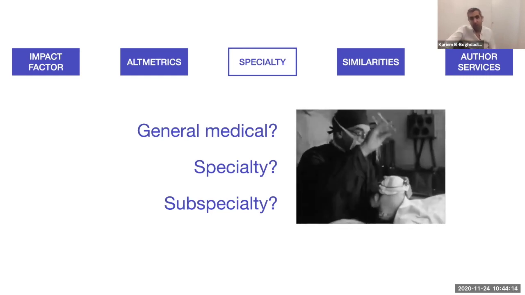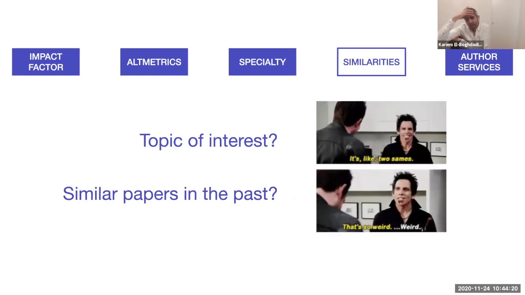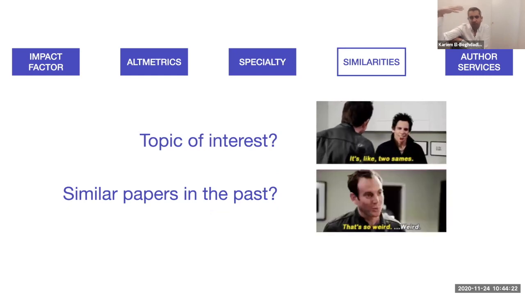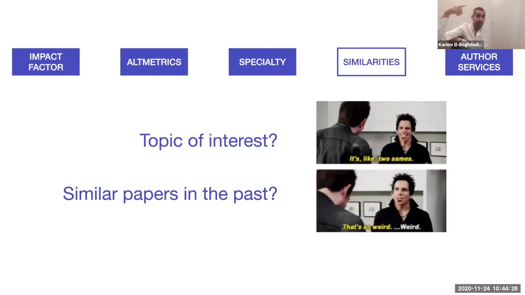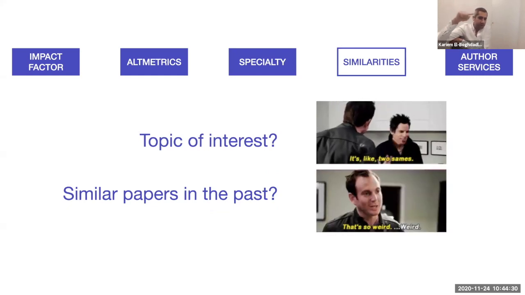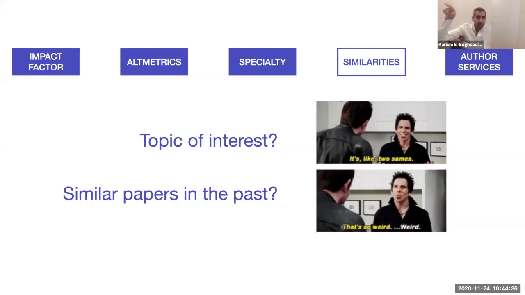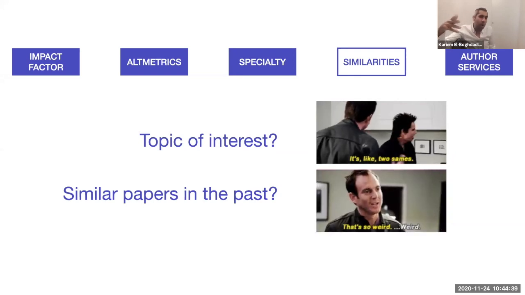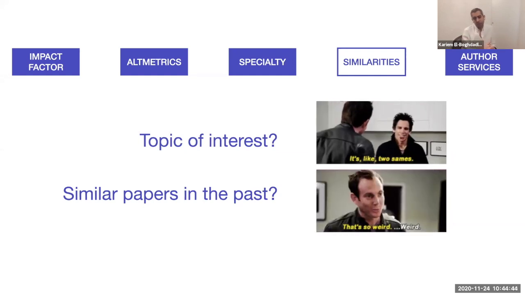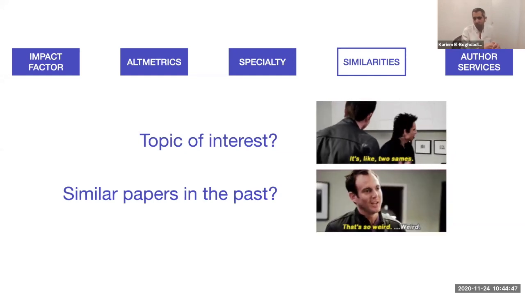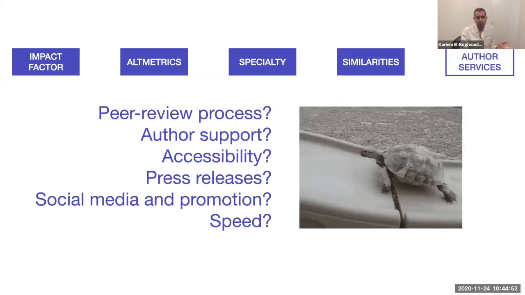And then another thing you've got to think about is similarities. So the topic of interest: what journals have published work with similar topics of interest in the past? Because if you find those journals, that means the editorial team have some form of interest in this work, and the readership have some form of interest in this work. And so therefore, that might be a good home for the work that you're doing. And then finally, and I think this really matters, is author services.